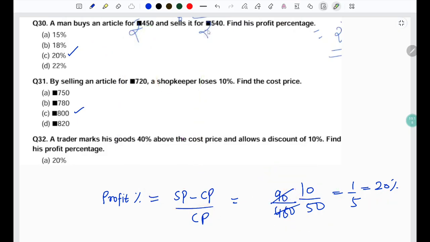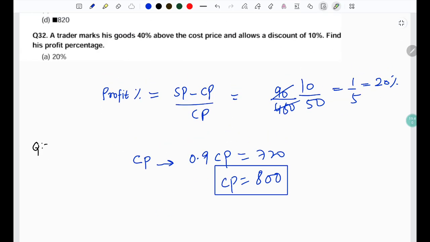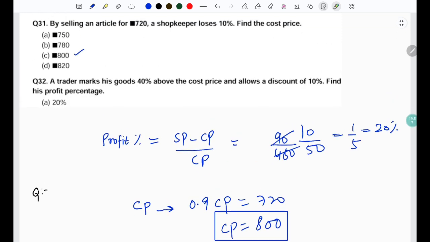Let's see another question. It says that by selling an article for 720, the shopkeeper loses 10%. Then what is the cost price? What will we be doing? Since he has a loss of 10%, the cost price will be simply, or you can equate, since he had a loss of 10%, I can write 0.9 CP equals 720, hence the cost price becomes 800.